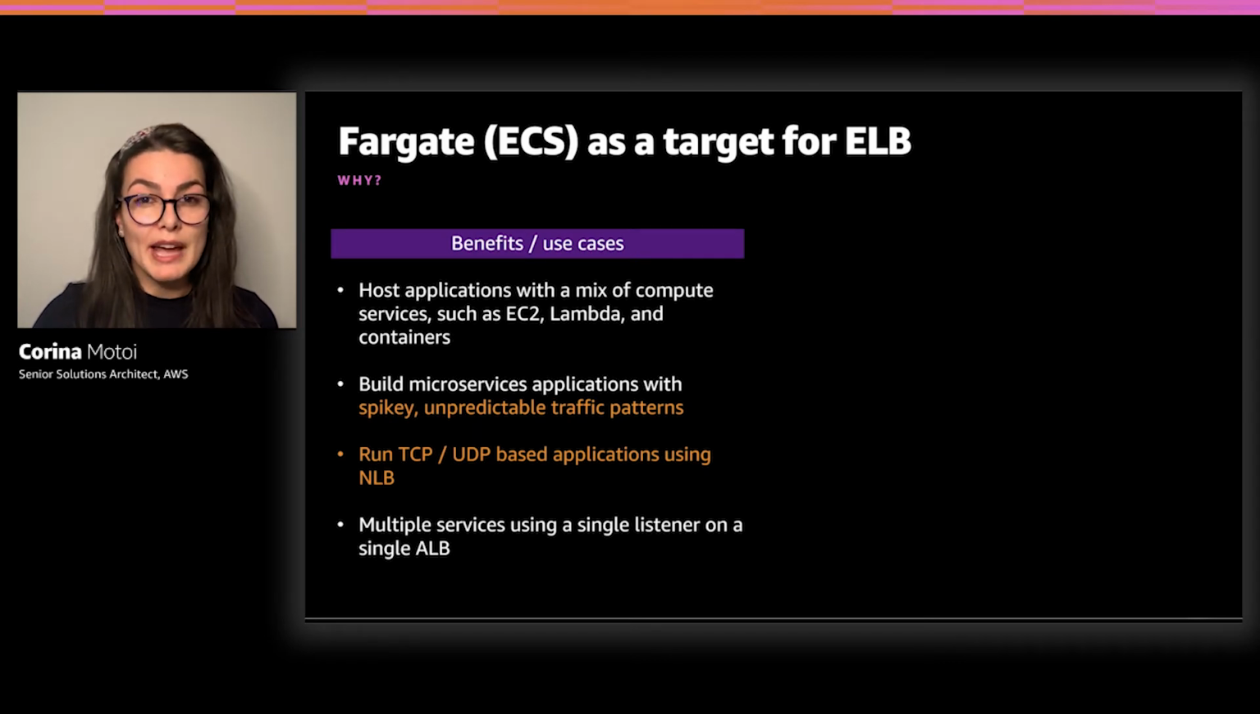Having Fargate, which manages all the scaling of the containers, allows you to build microservices applications with spiky, unpredictable traffic patterns, as again, Fargate is going to take care of the scaling part. Also, it's worth noticing that Fargate for ECS is also supported by the Network Load Balancer. So in case you want to load balance a TCP or UDP based application, then this is a good deployment.